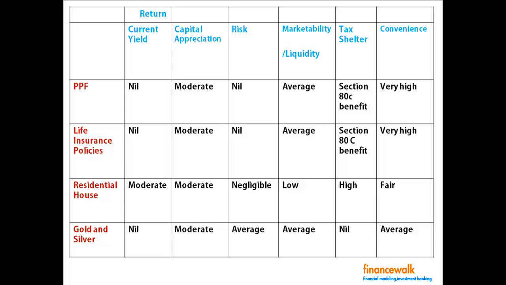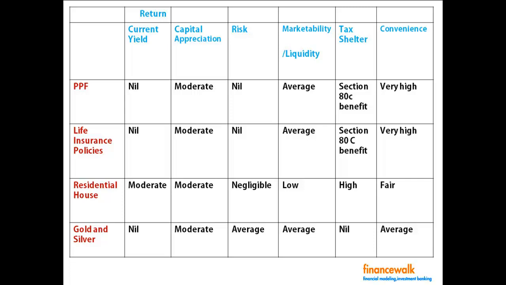Life insurance policies, definitely life insurance policies. If you see life insurance policies and PPF, all things are the same, that is current yield, capital appreciation, risk, marketability, tax shelter, and convenience. A residential house, current yield is moderate, capital appreciation moderate, risk is negligible. Why is risk negligible? Because that's a real asset, right? Marketability or liquidity low, tax shelter is high, convenience is fairly convenient.